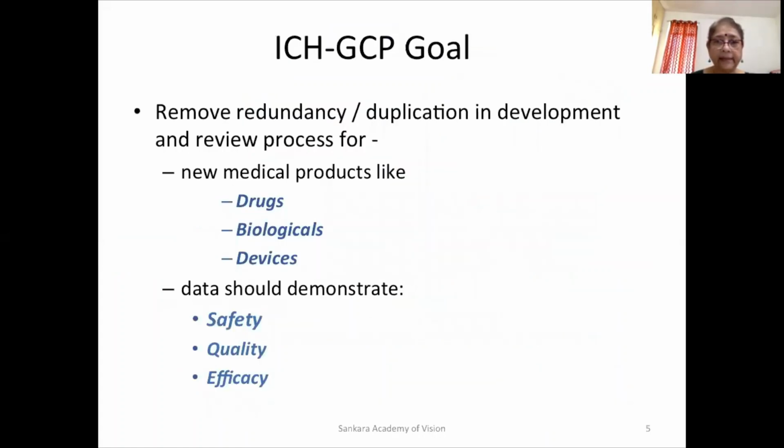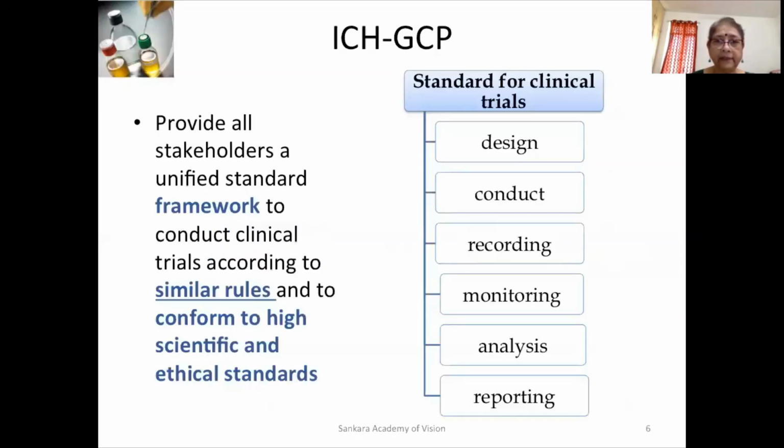So what did it address? Actually, it was related to new medical products like drugs, biologicals, devices. And the data, the safety, quality, and efficacy was the prime requirement for the data management. So for this purpose, they actually came together to find a unified standard framework having similar rules to conform to high scientific and ethical standards. And these standards pertained to design, conduct, recording, monitoring, analysis, and reporting.